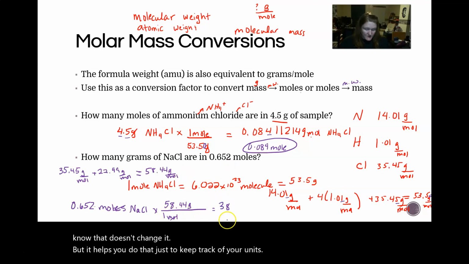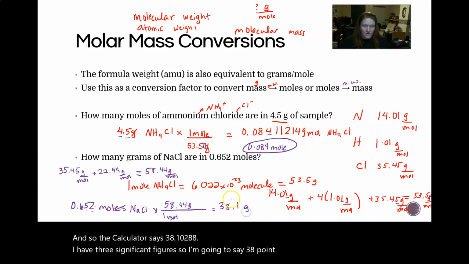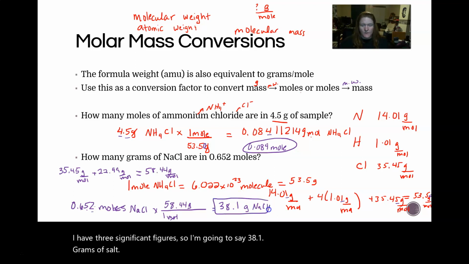And so the calculator says 38.10288. I have 3 significant figures, so I'm going to say 38.1 grams of salt. So that's our answer there.